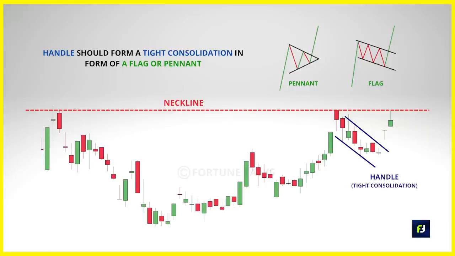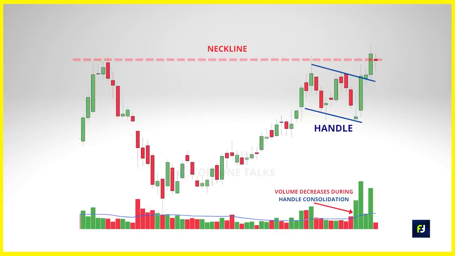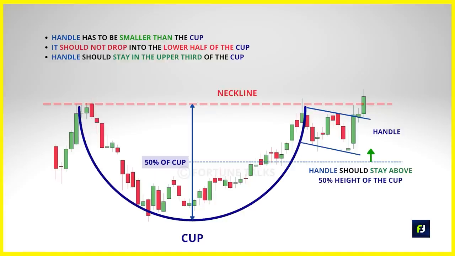So the handle has to give a tight consolidation, which can be in the form of either a bull flag pattern or a bull pennant pattern, which by themselves are bullish continuation patterns. Moreover, the volumes should decline during the consolidation, indicating a lack of selling pressure. Also keep in mind that the handle has to be smaller than the cup, and it should not drop into the lower half of the cup, and ideally it should stay in the upper third of the cup. The deeper the handle moves down, the less likely the market will break out higher.